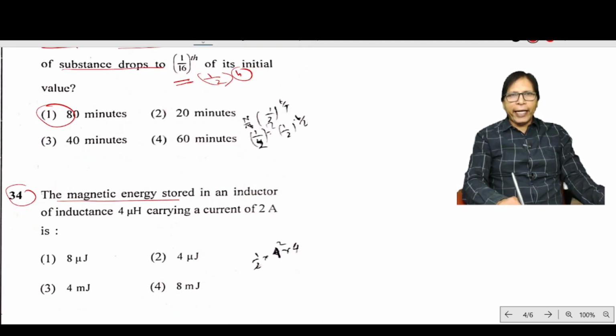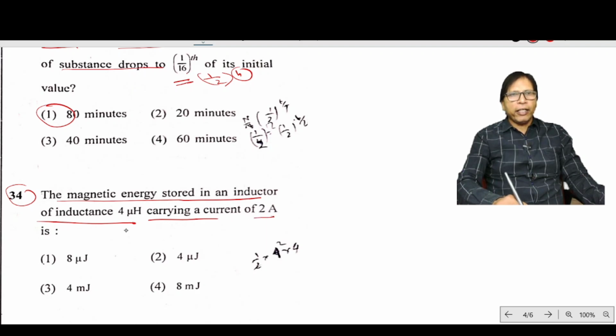Now, question number 34. The magnetic energy stored in an inductor of inductance 4 microhenry carrying the current 2 ampere. Okay, so energy stored, you know, is half L I naught square. L is 4 into 10 to the power minus 6, and this is 2 square, that is 4. So this is 8 into 10 to the power minus 6, microjoule. Okay, option.